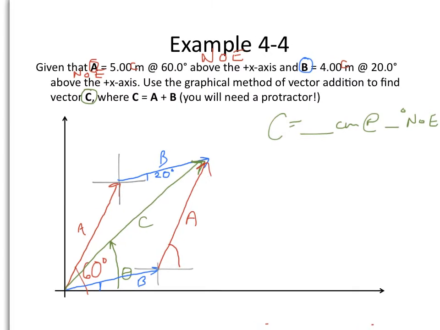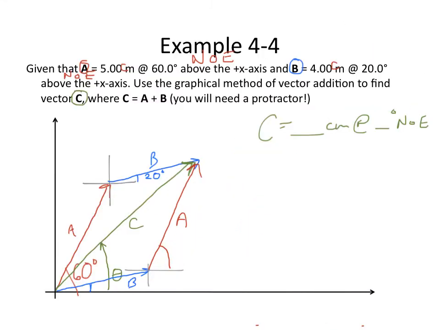So whether you drew B first and then A, or A first and then B, it really doesn't matter. As long as you have all of them tip to tail, you're going to get the same resultant vector no matter what order you add them in. Okay?